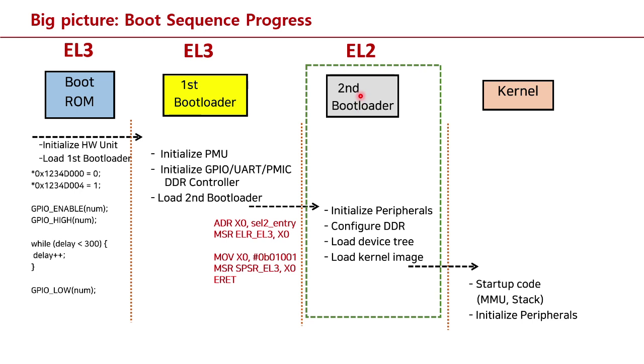Once the second bootloader starts to execute, it will perform more advanced initialization work. It will initialize the fundamental peripheral devices and then configure DDR. The main responsibility of the second bootloader is to access the device tree, and then it will load the kernel image. So in this lecture we learned how the second bootloader can be running at exception level 2. In the next lecture we will explore how the kernel image can be loaded by the second bootloader.